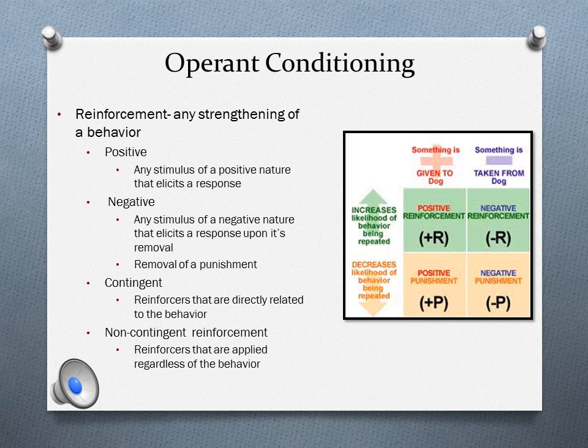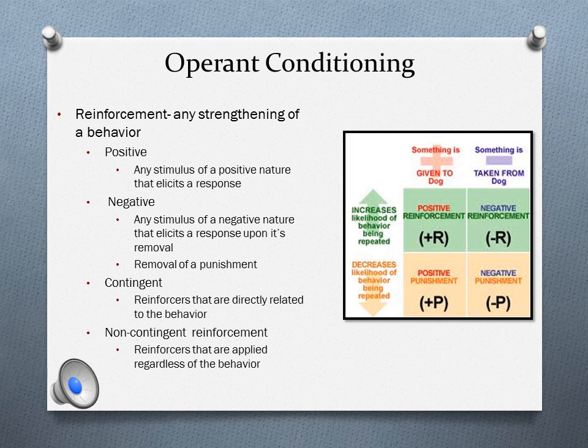reinforcement and contingent and non-contingent reinforcement are important aspects to understand in operant conditioning for neurofeedback. So positive reinforcement is any positive stimulus that elicits a response, or a negative stimulus that would elicit a response, or the removal of a punishment in terms of negative reinforcement. Contingency. Contingent reinforcers are directly related to the behavior, whereas non-contingent reinforcement is not directly related. Contingent or specific could be the actual neural feedback, the actual operant conditioning of the brain. Non-contingent or non-specific could be the relationship between the therapist and the client.